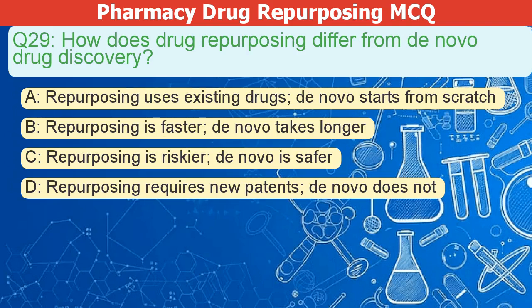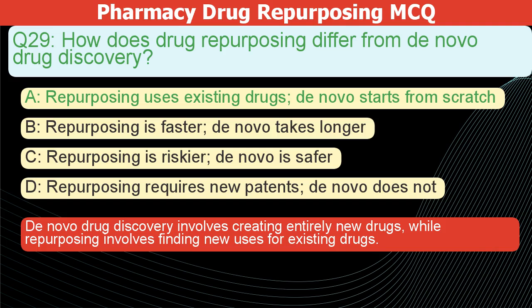How does drug repurposing differ from de novo drug discovery? A. Repurposing uses existing drugs. De novo starts from scratch. B. Repurposing is faster. De novo takes longer. C. Repurposing is riskier. De novo is safer. D. Repurposing requires new patents. De novo does not. The correct answer is A. De novo drug discovery involves creating entirely new drugs, while repurposing involves finding new uses for existing drugs.